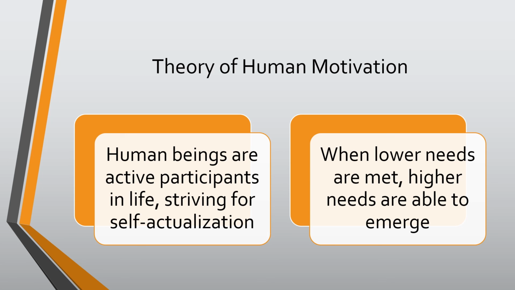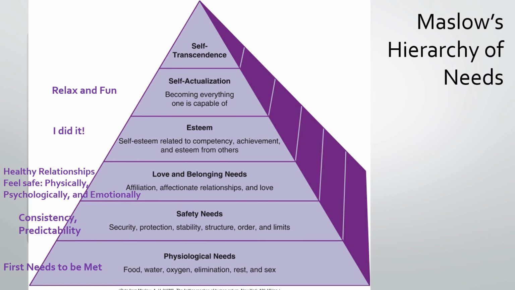Human beings are active participants in life. They strive for self-actualization. When lower needs are met, higher needs are able to emerge. So you will see here on this triangle of Maslow's hierarchy of needs, right? We have to have those first needs met. The physiological needs have to be met first before we can move up the triangle. Those include food, water, oxygen, sleep, elimination, sex. All of those things need to be met first before we can move up to safety.